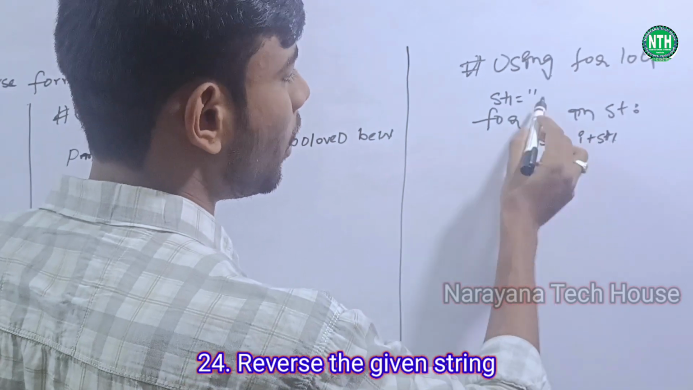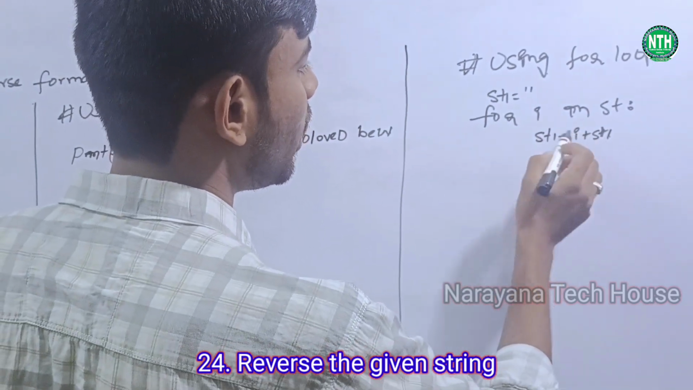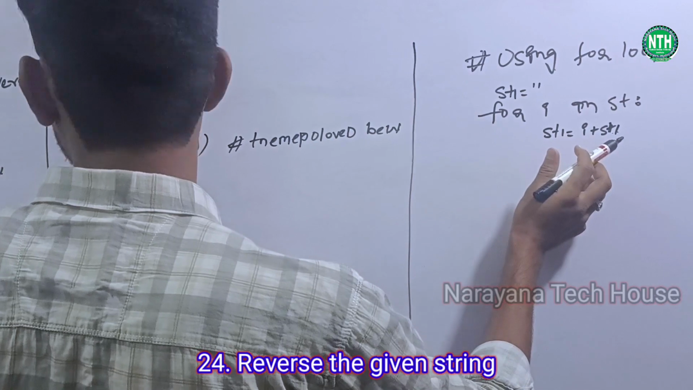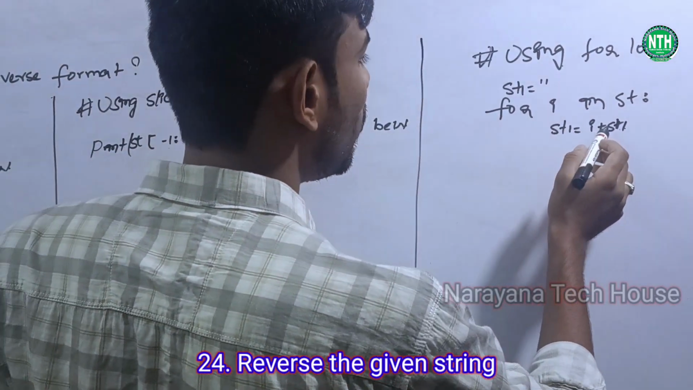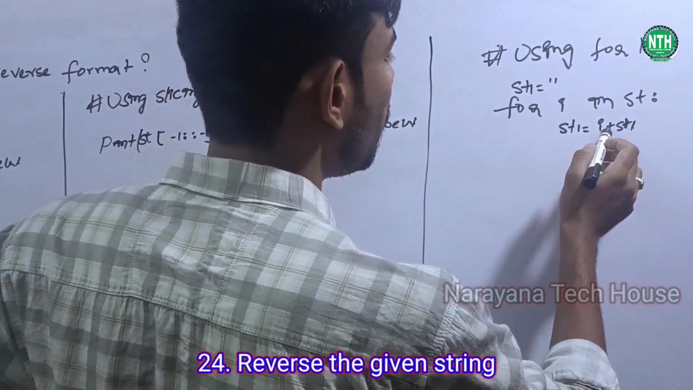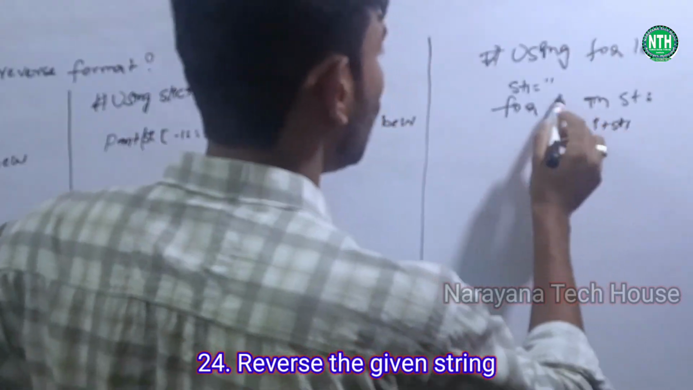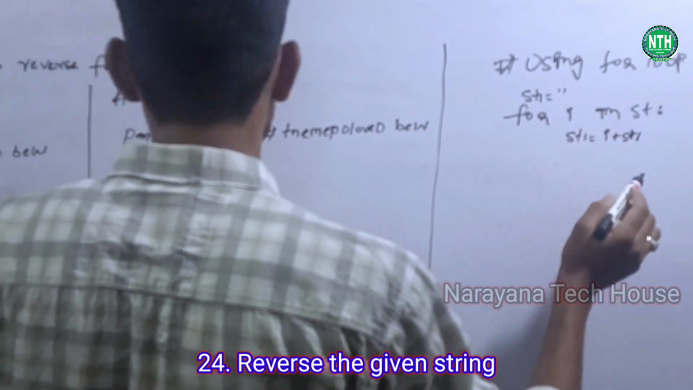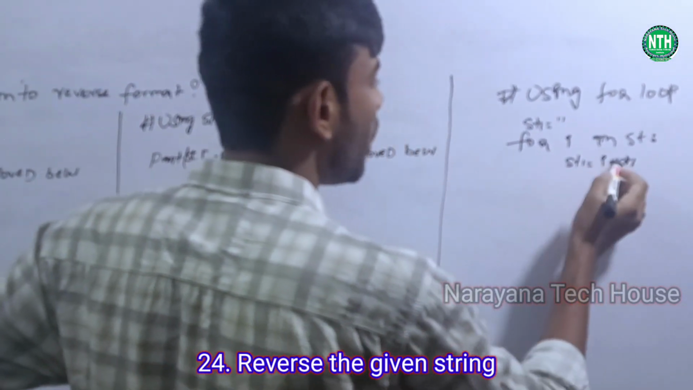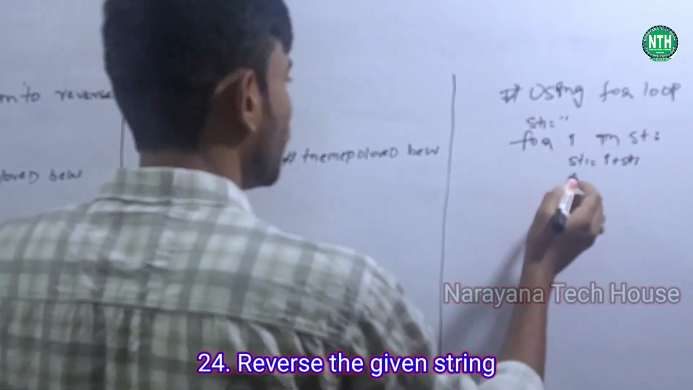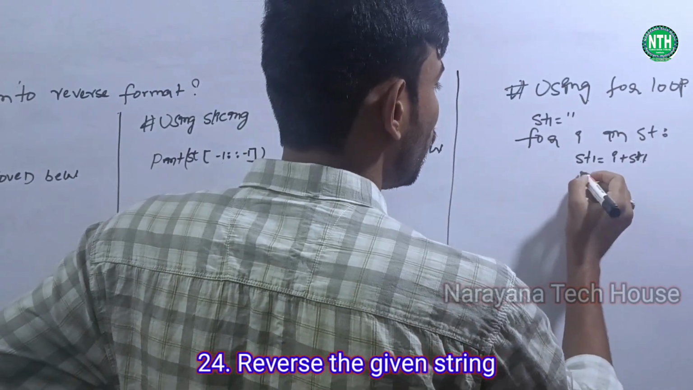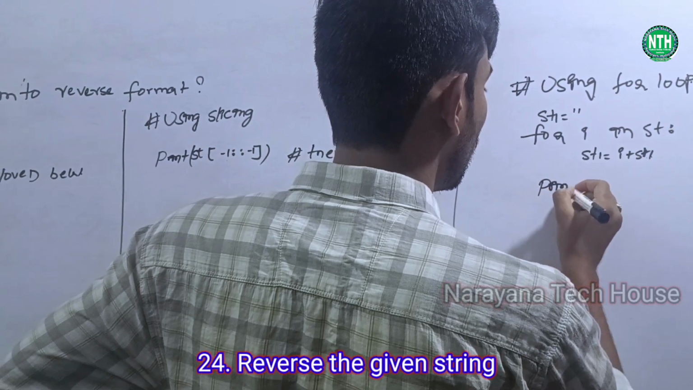Initially string 1 is empty. I want to add w. Next time, the i value is e. It is added to string 1. The second time, string 1 has e w. Next time, the i value is the next character, b. In that way I have to add. Finally I want to print.